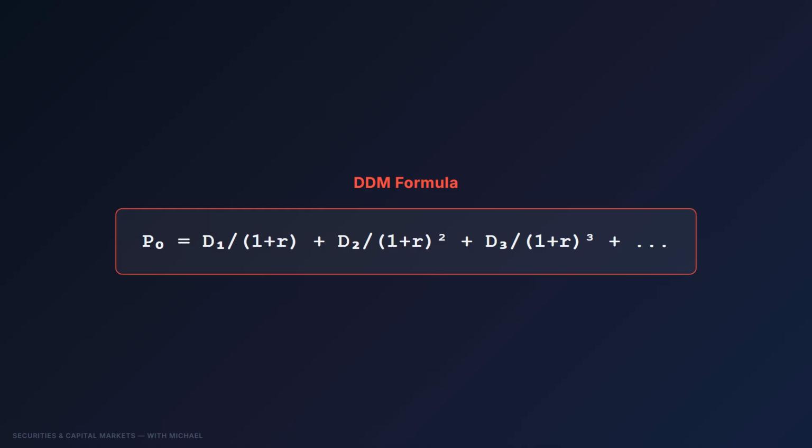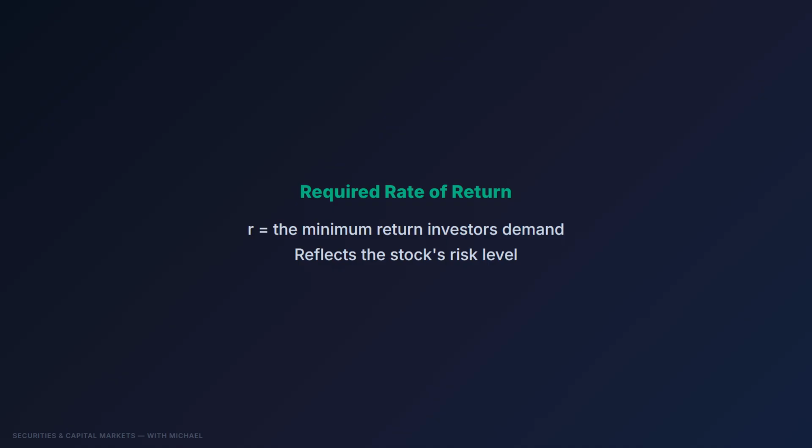The required rate of return is the minimum return that investors demand for holding this stock. It compensates them for the time value of money and the risk of the investment. Higher risk stocks require higher returns, which means their future dividends are discounted more heavily, leading to a lower price.